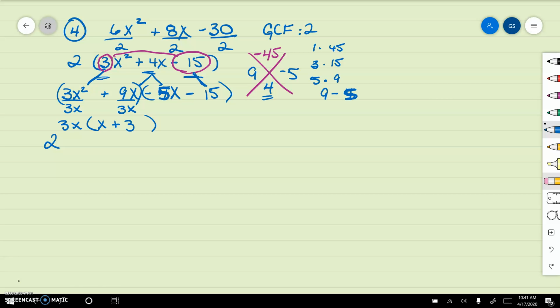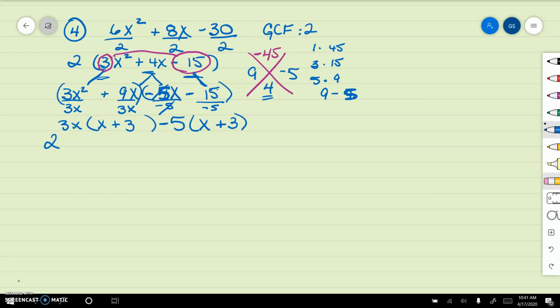All right, now on the second one, I can take out a negative 5. Remember, we take out the negative if it's a negative. So negative 5 comes out because negative 5 is divisible by negative 5, and negative 15 is divisible by negative 5. So we're dividing by negative 5 on both terms here. The 5s cancel out. We have an x left over. Here we have a negative divided by a negative, which is a positive, and 15 divided by 5, which is a 3.